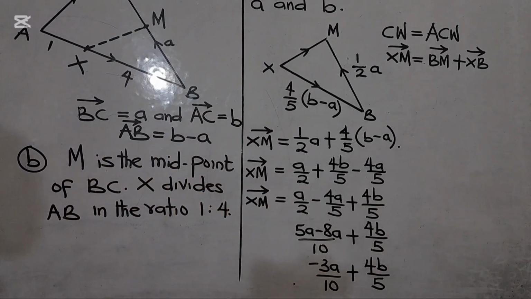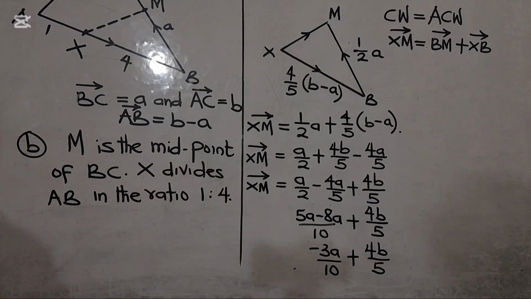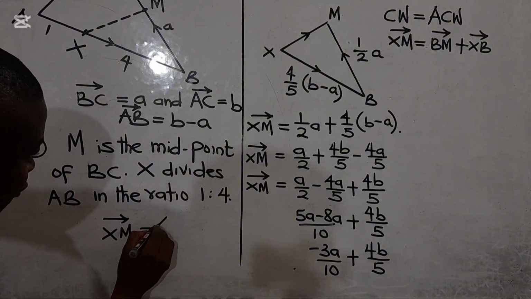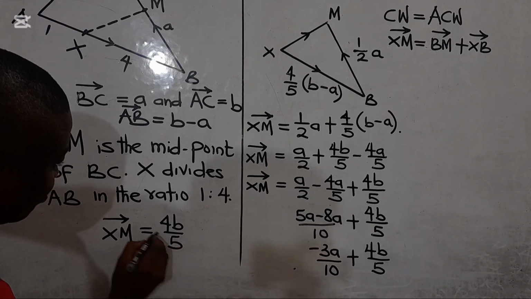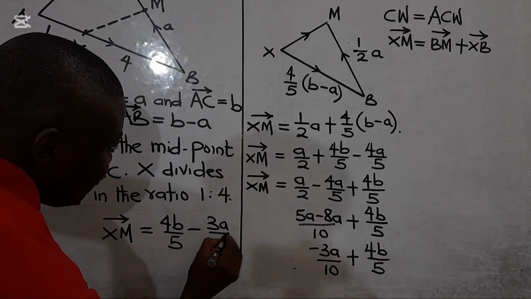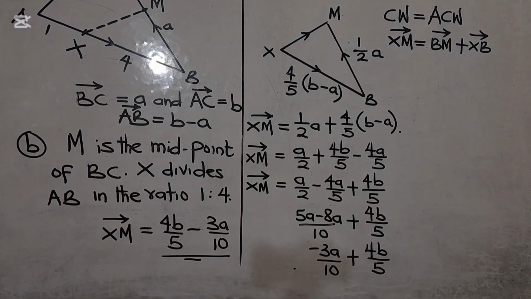So we will just arrange it properly. So our XM will be 4B over 5, because we cannot put the negative in front, minus 3A over 10. This is the answer. We've represented it, so that is the answer.